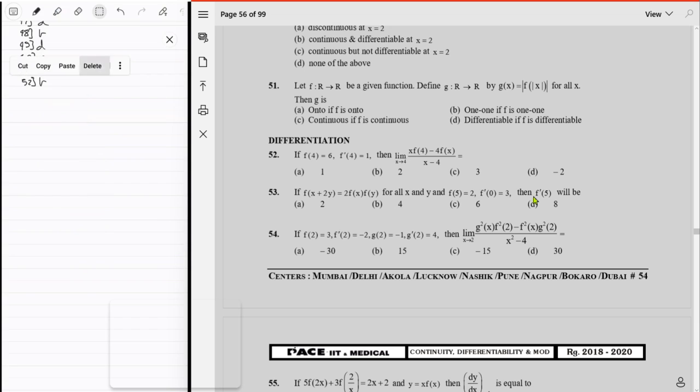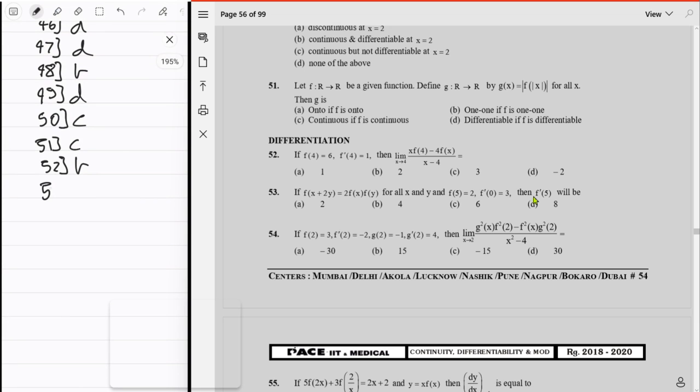53. If f of x plus 2y is equal to 2 f of x f of y for all x and y, and f dash of 5 is equal to, whatever. We just have to figure out what the function is. Oh god, that's not looking good.